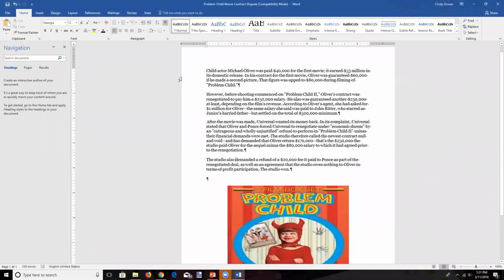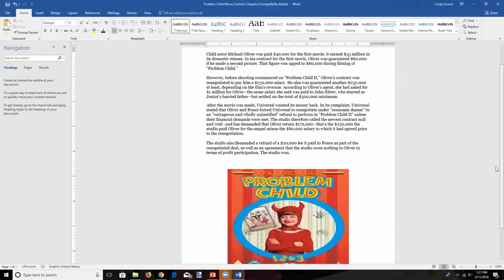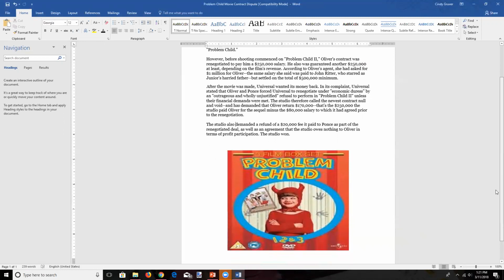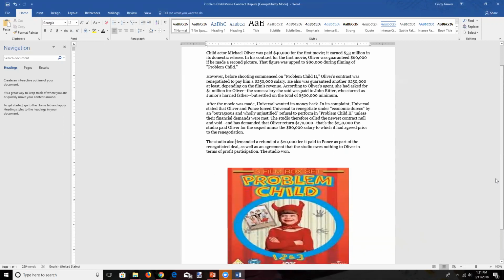And you have this posted in Canvas. So you might have seen this picture of this cute little lad. The actor who plays the role of problem child is named Michael Oliver. Of course, he was a little guy at this time. This movie was probably made, I guess, in the 80s, maybe 90s. It's been quite a while, and so my guess is he's probably obviously significantly older.